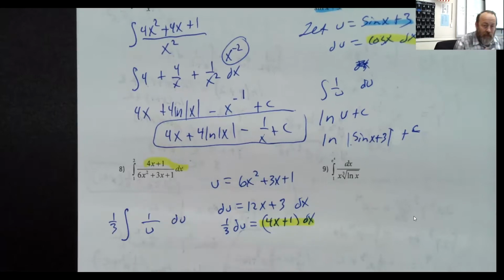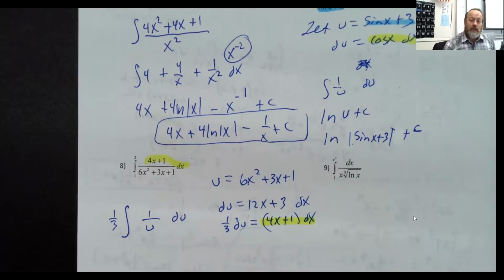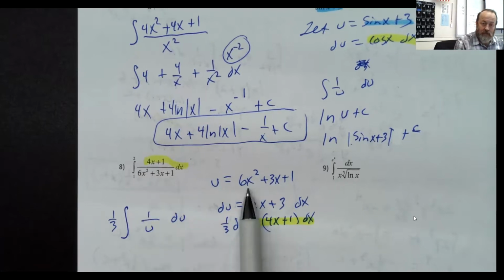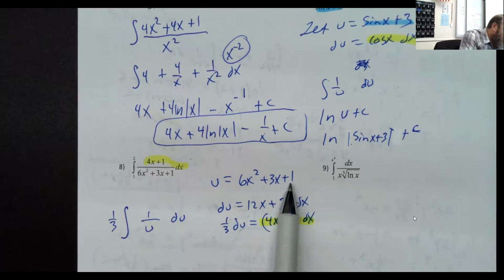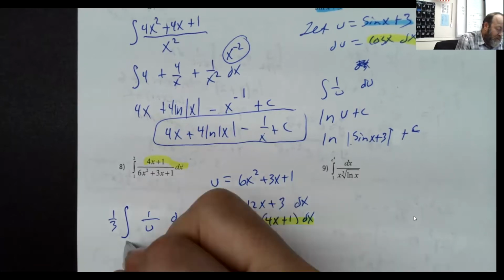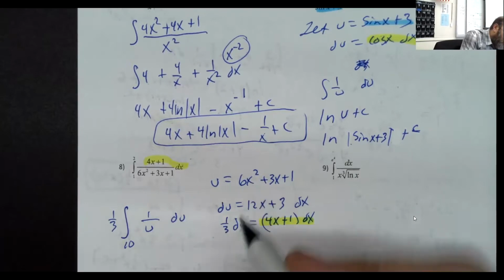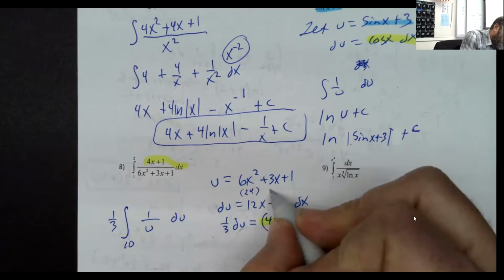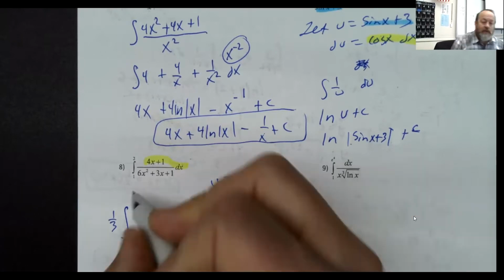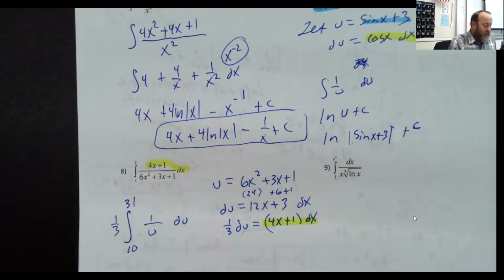Now, the other little piece of the puzzle is we often like to try to change the bounds so we don't have to go back to x when we're all done. So since x was 1, if we plugged it in here, you'd get 6 plus 3 plus 1. So if x is 1, then u is 10. And similarly, if you plugged in x equals 2, you'd get 24 and 6 and 1, which makes 31. So if x was 2, u would be 31.